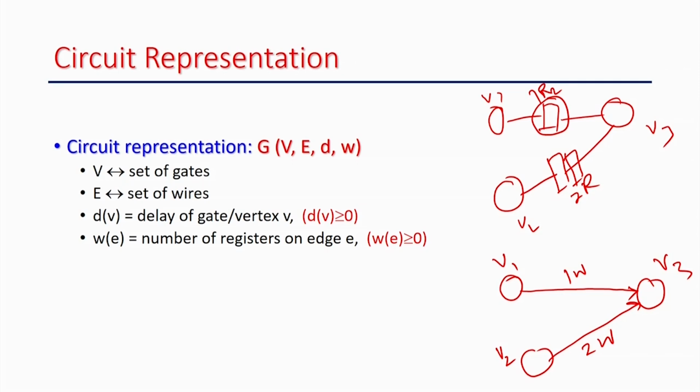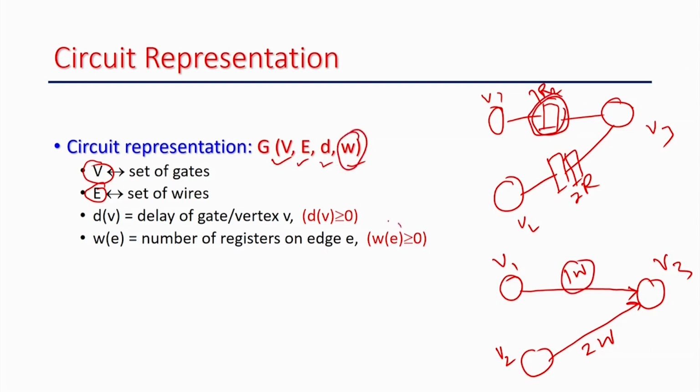I will repeat again. We will have a node for each gate. I have a set of vertices, a set of edges, and the weight, D and W, which I will come to. For each gate of the circuit I have a node in the graph, and an edge is basically the connection between the gates, and the resistors become the edge weight, that is the W.